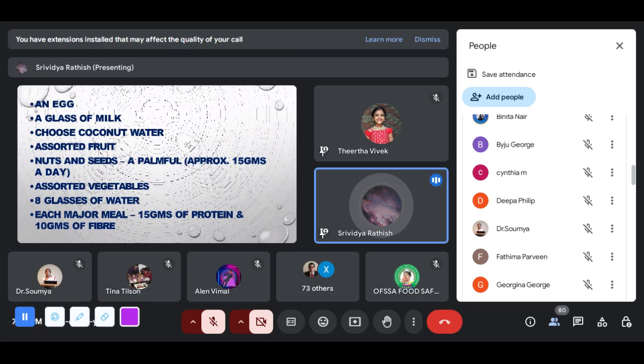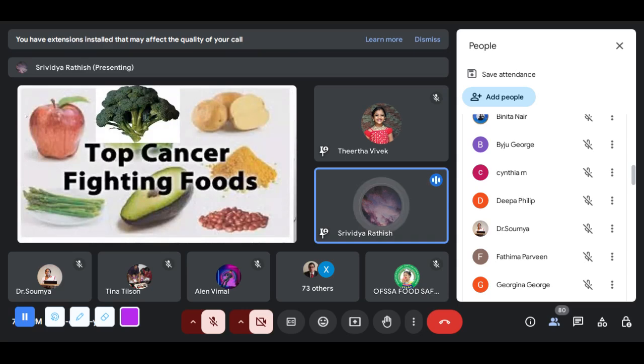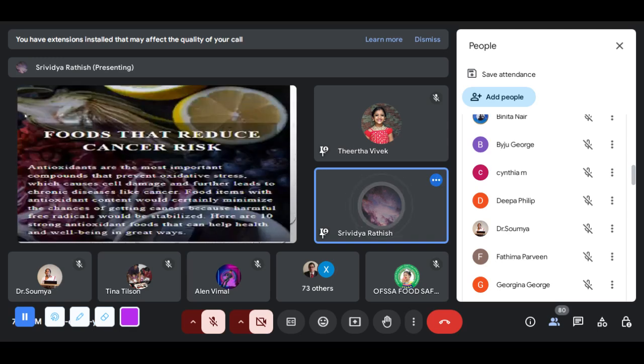Drink 8 glasses of water to flush out all the toxins. Then for each major meal, for children 10 years and beyond, parents try to see that there is 12 to 15 grams of protein in each meal and at least 5 to 10 grams of fiber in each meal. Now come the star foods, the top cancer fighting foods.